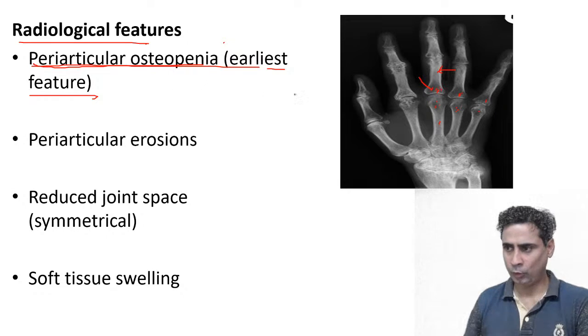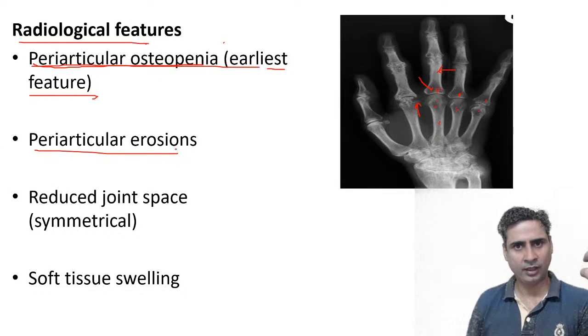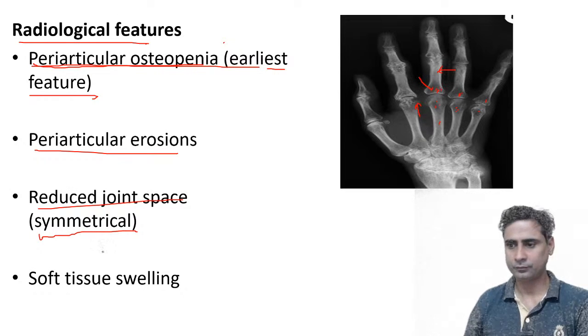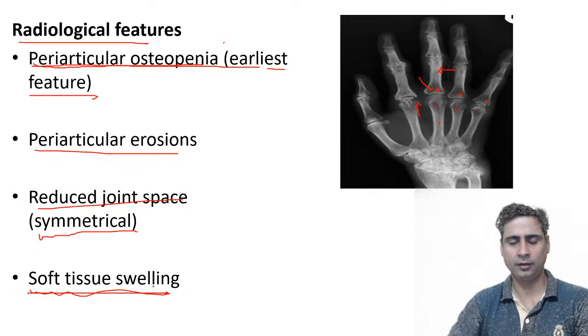Due to resorption of bone, there will be erosions of the bone around there. So here you can see periarticular erosions of the bone. As later on there is damage to articular cartilage also, there will be reduction in joint space which is symmetrical, in contrast to osteoarthritis where there is asymmetrical involvement, medial side more than the lateral side. And due to synovitis and synovial effusion, sometimes you may get soft tissue swellings around the joint.